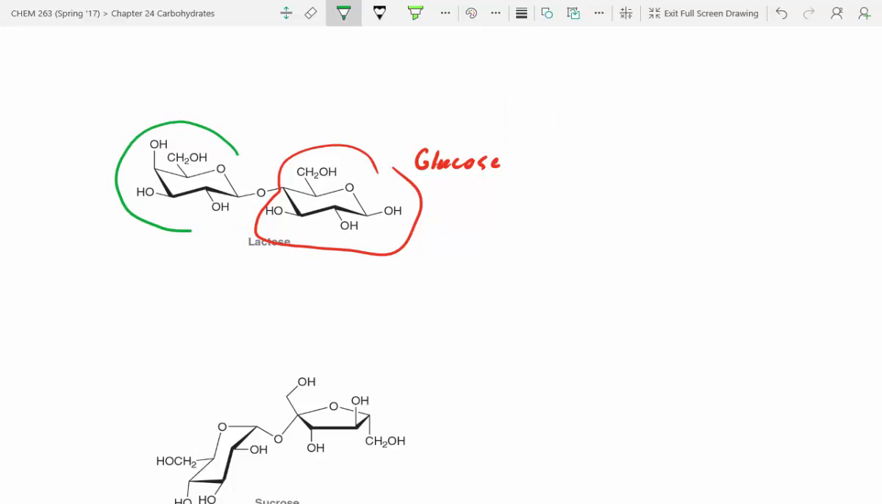Actually, I'm going to use a different color. Leftmost one is galactose. Okay, and for this one, is it an alpha or beta linkage? Beta linkage.